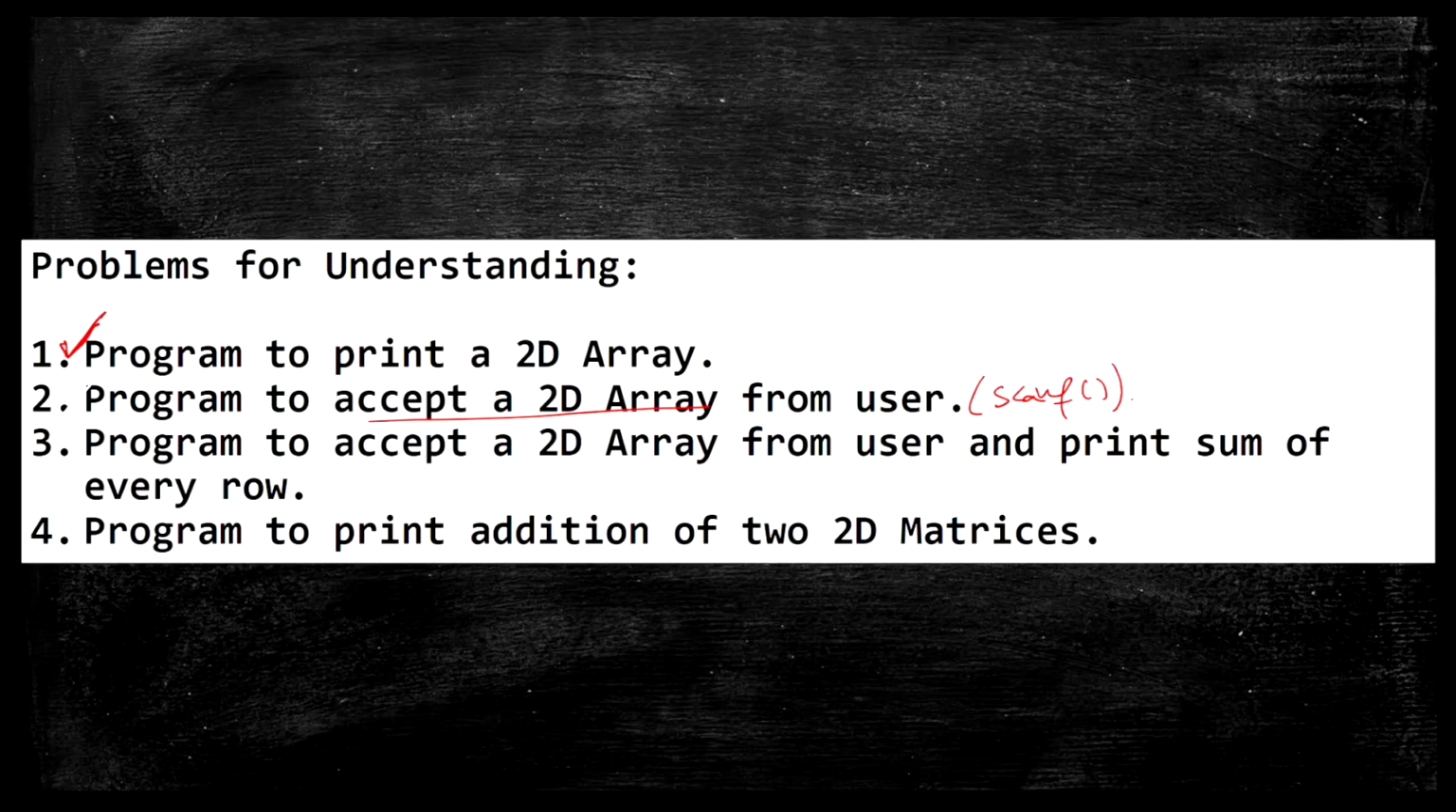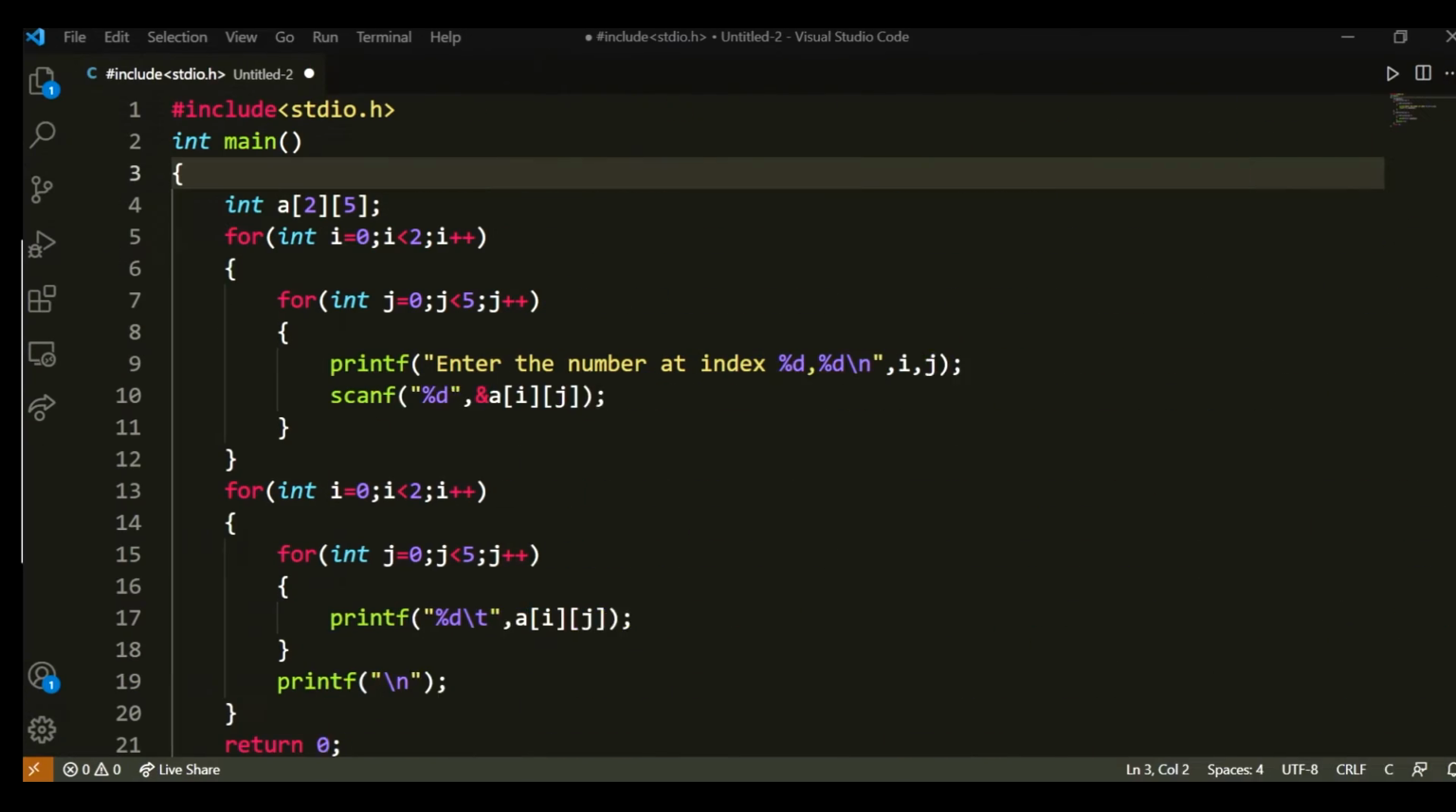Okay, so let's see the next question now. So program 2 is solved. So what is the program number 3? Program number 3 says program to accept a 2D array from the user and print the sum of every row. So we will print the sum of every row over here. Very easy. So let's go.